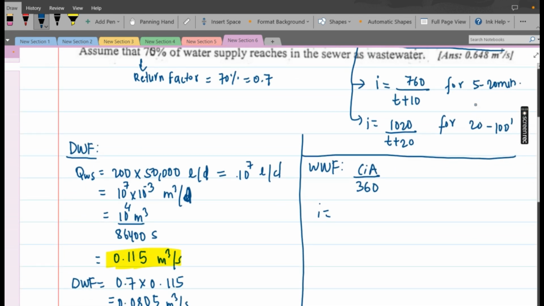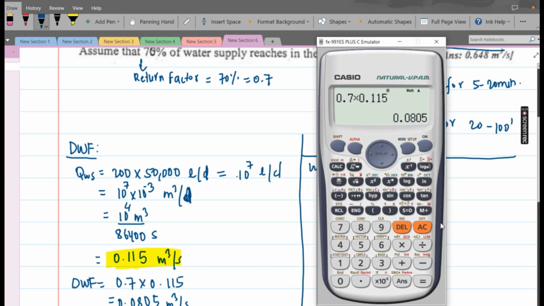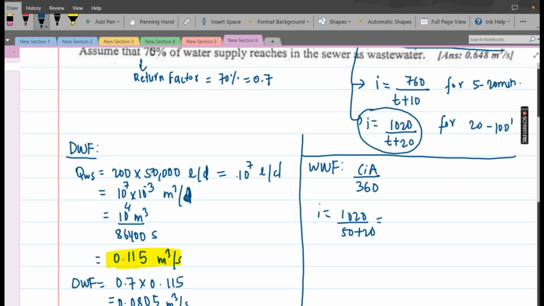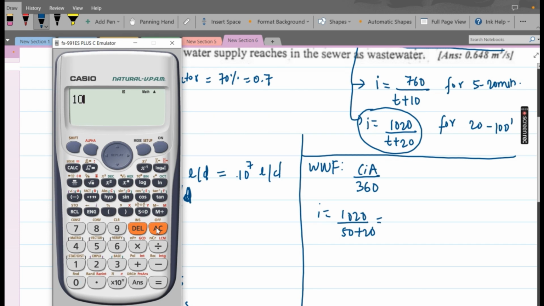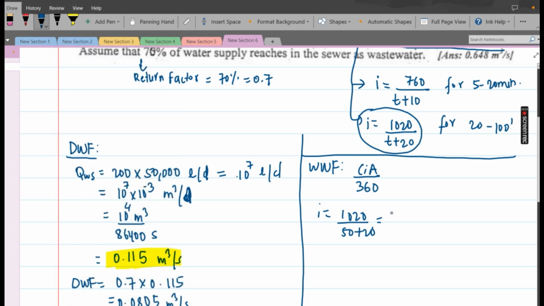So if t is equal to 50 minutes, it comes under this formula: I equals 1020 divided by 50 plus 20. So 1020 divided by 70 will be 14.57 millimeter per hour.